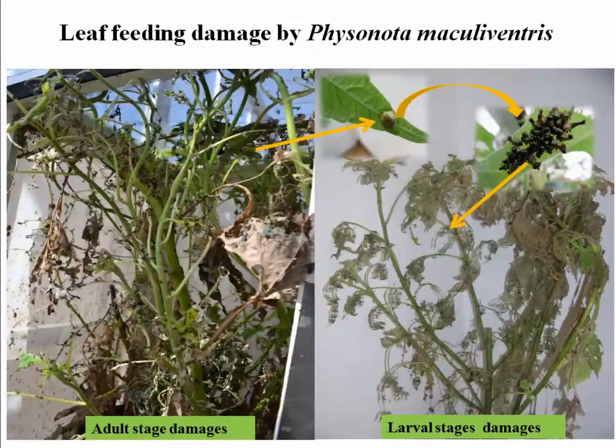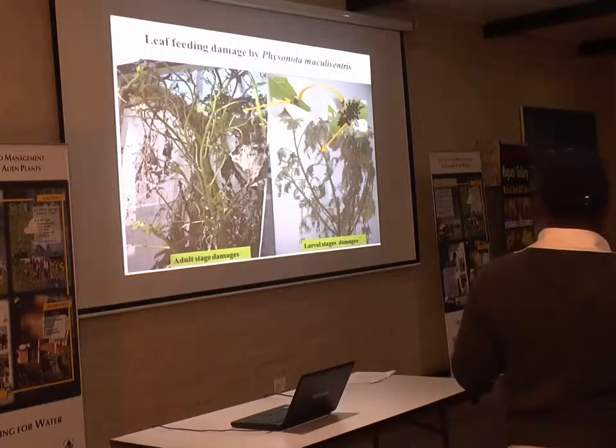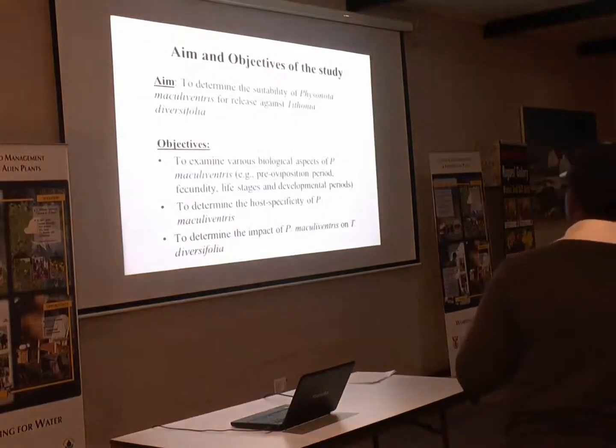When adults approach the reproductive stage, they lay their eggs, and then the eggs hatch. It takes a few days to hatch, and then this is the damage that they do on the target weed.